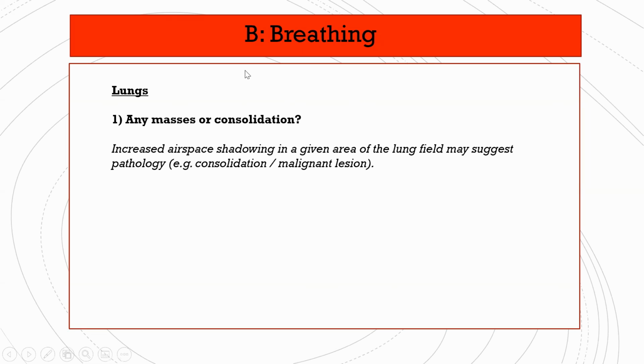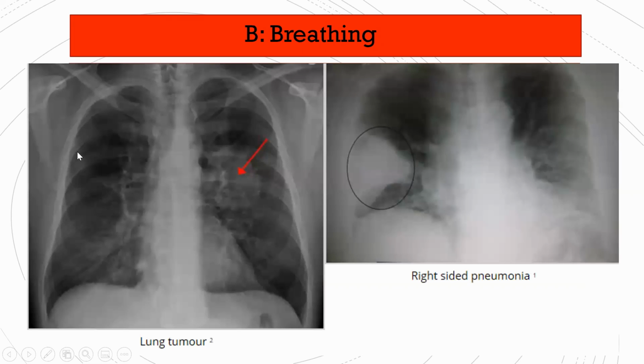Okay. So the first question is, are there any masses or consolidation? Because it says here increased airspace shadowing. This means it's whiter than it should be, which may suggest a pathology. So it can be either consolidation or a malignant lesion. Okay, let's have a look at both of these. Increased shadowing is a very technical word to say it's whiter than it should be, right? So you can see the whole lung field, that's how we call it.